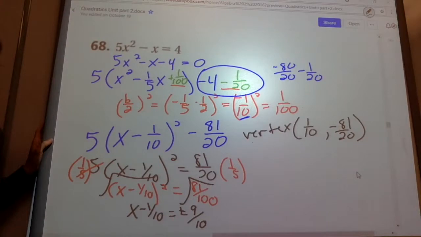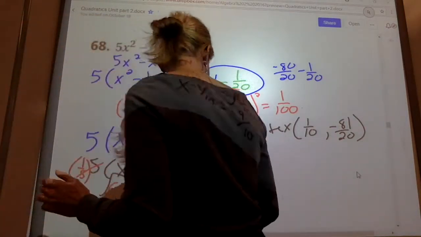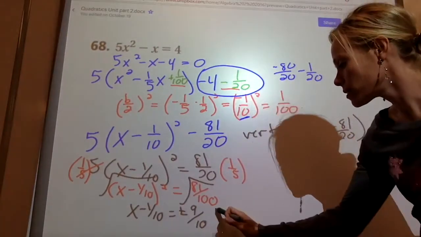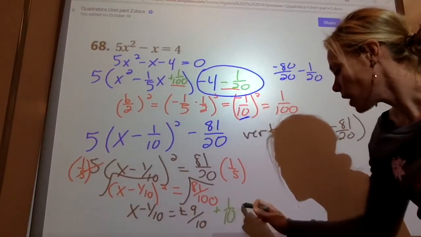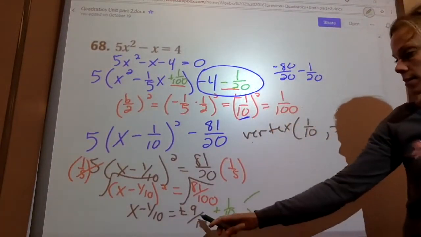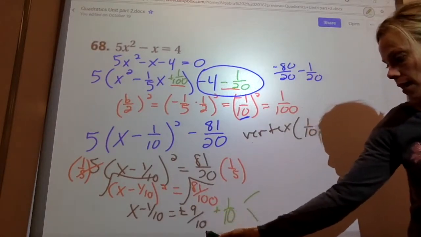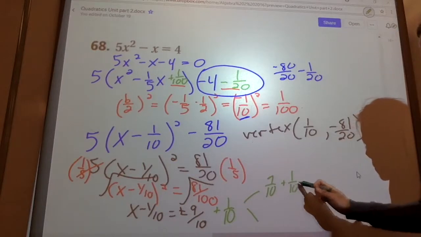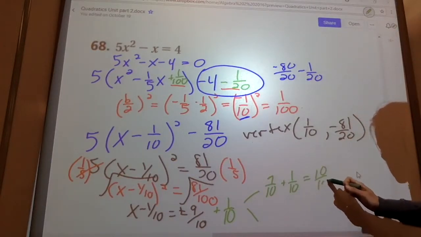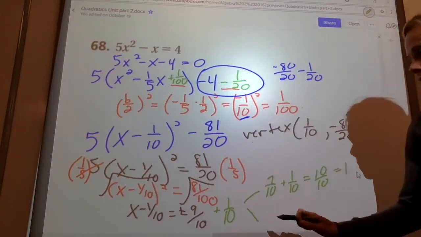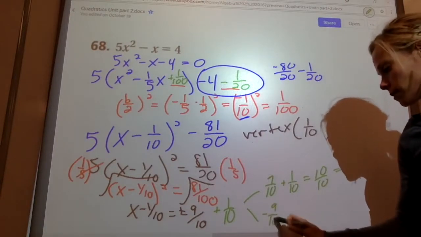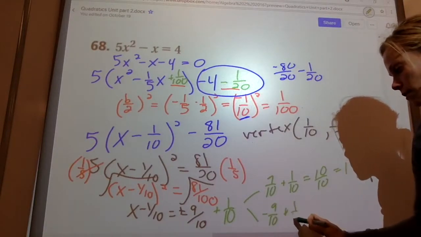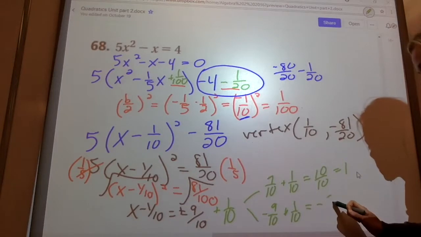So to find my roots, I can actually simplify all the way down to a number, because if I add 1/10, you have to consider both cases. Positive 9/10 plus 1/10 is 10/10, so the answer is x equals 1. X equals 1/10 plus or minus the square root of 9 over 10. Is that the answer? No.